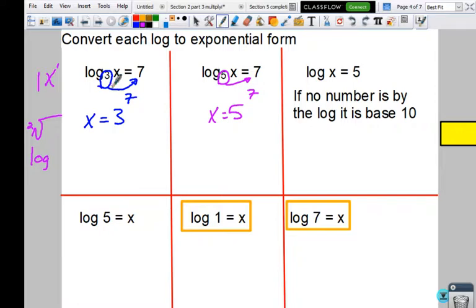So if there is no base, it's automatically a 10. You could rewrite this, you don't need to, but you could rewrite this as log base 10 of x equals 5. So it would be 10 to the 5th. X equals 10 to the 5th. Just like before, we're going to take our base and shove it over. X equals 10 to the 5th.